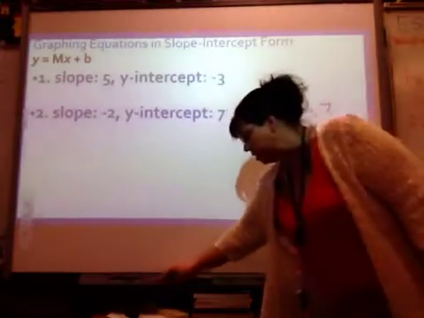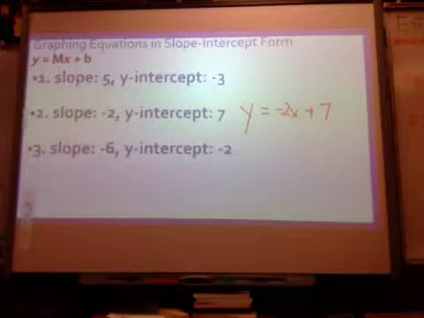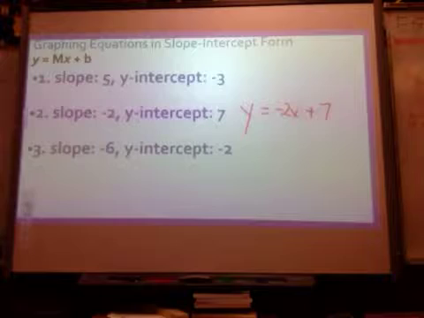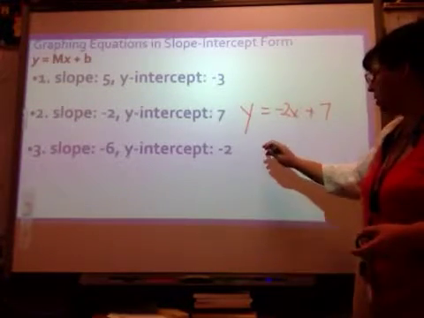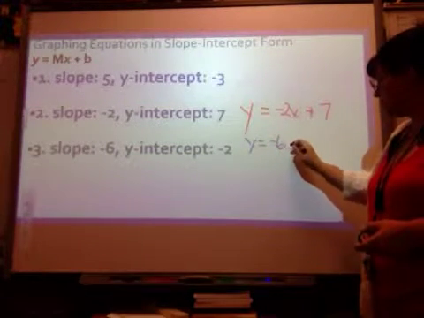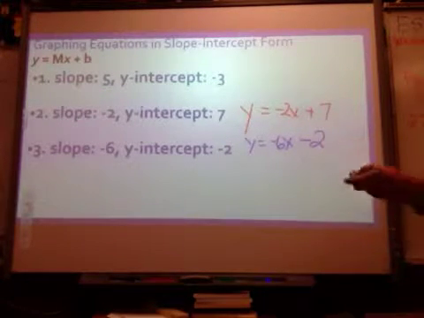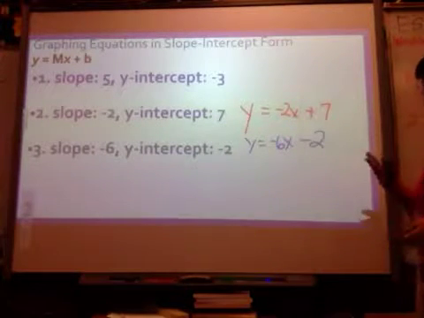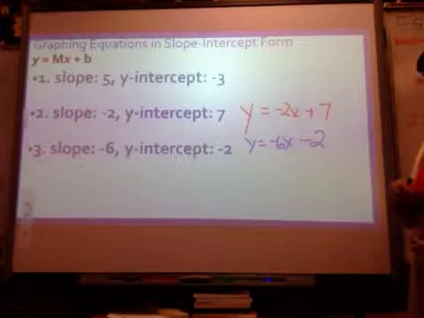Alright, let's go to number 3. Okay, number 3 is going to be a -6 slope with a -2. So I would have y equals -6x minus 2. I put it in my form right here of y equals mx plus b. So there's my slope, and there's my variable x, and there's that.